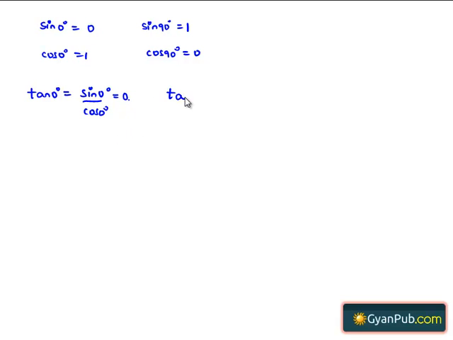Similarly, we get that tan 90 degrees is equal to sin of 90 degrees divided by cos of 90 degrees, that is nothing but 1 by 0, which is not defined.